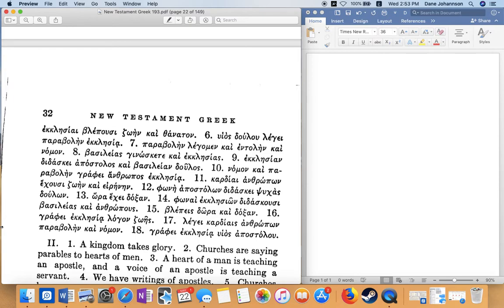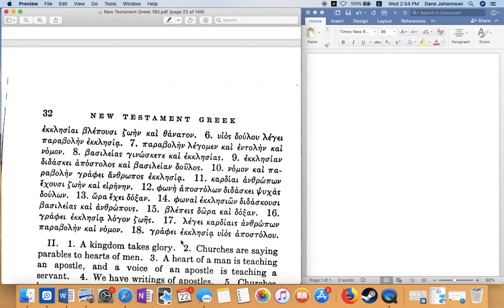Here we have 16, graphi ecclesia logon zois. Where is the subject? Anybody know? Nobody's going to answer because it's online, right? I was actually waiting. That's pretty sad. He writes a word of life to a church. He writes. It's again in there, the third person singular, present active indicative of graphin, to write, or grapho, I write, is graphi, he, she, it writes, ecclesia, again, dative, to a church, logon zois. So logon zois is a word of life. He writes a word of life to a church.